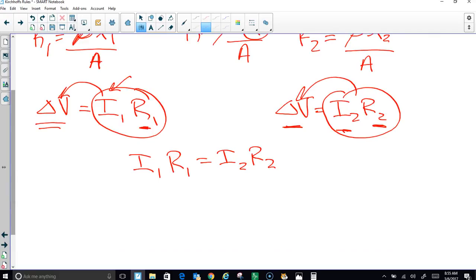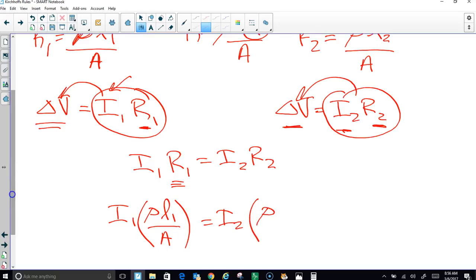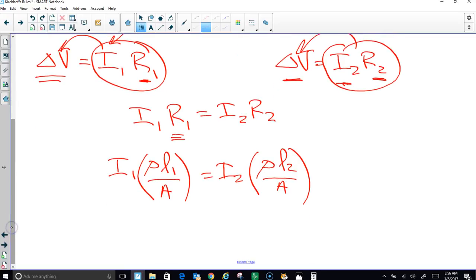And now we're going to replace resistance with what we wrote up above, which is going to be I1 times rho L1 over A. Cool. Equals I2 times rho L2 over A. But the rho and the A are gone, right? They divide out, or multiply out, however you want to look at it. And I end up with I1 L1 equals I2 L2. Exactly. And then we would solve that for L2, which is what we want, right?